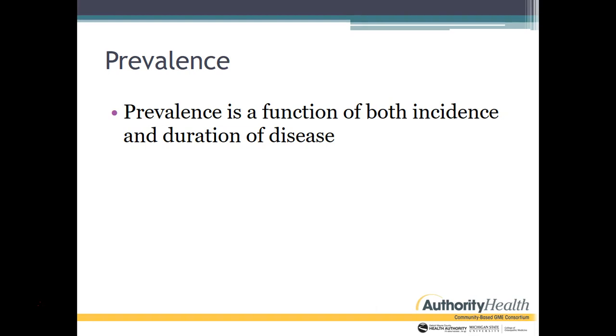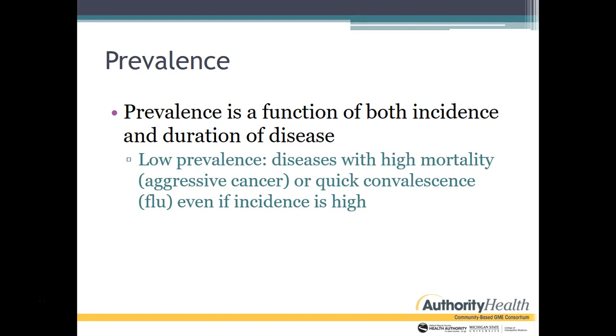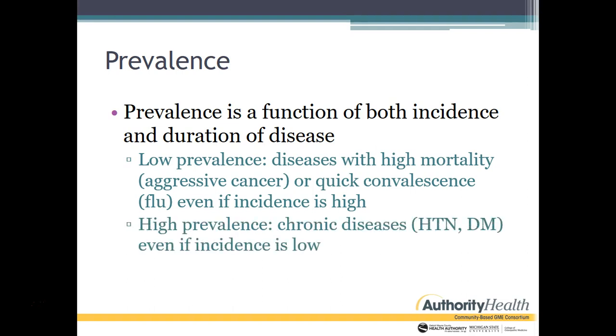So prevalence is a function of both incidence and duration of disease. So let's go over that. What does that mean? Think about diseases with a high mortality rate, for example, an aggressive cancer, or diseases with a quick convalescence like the flu. Even if your incidence is high in those cases, you still have a low prevalence. Now let's think about chronic diseases where patients tend to live for a longer amount of time. Even if the incidence is low, you will have a high prevalence because as people age, they continue to have these chronic diseases.